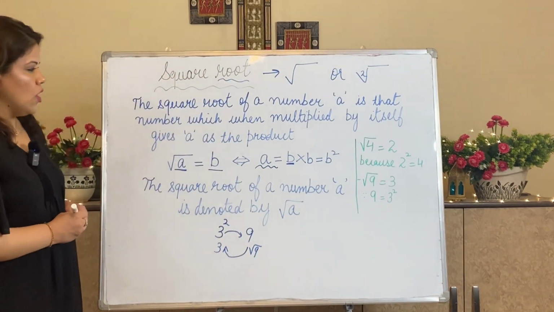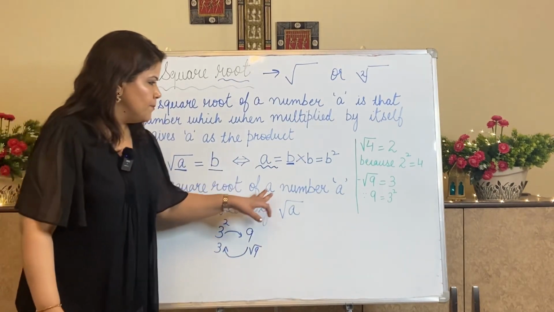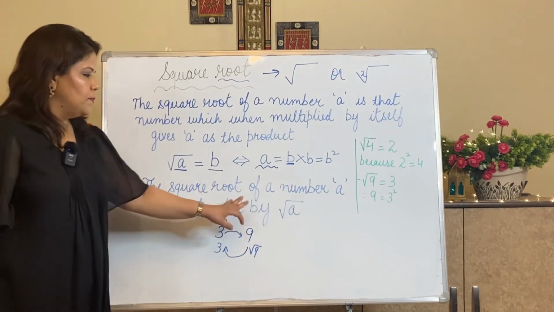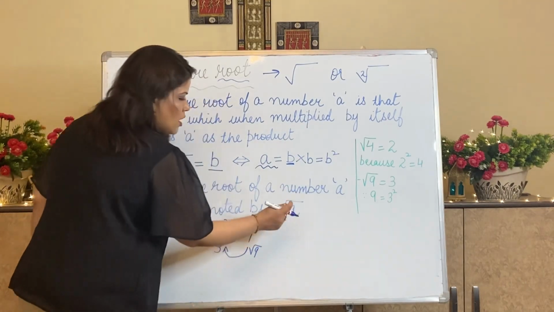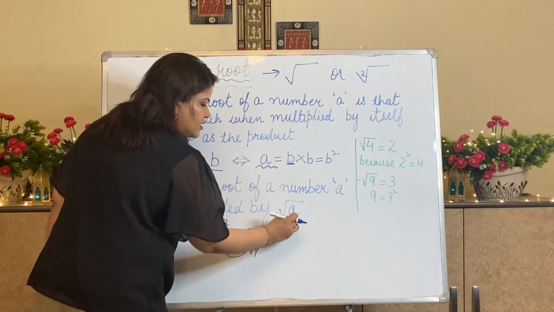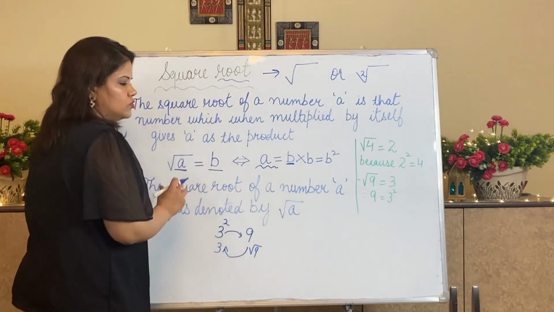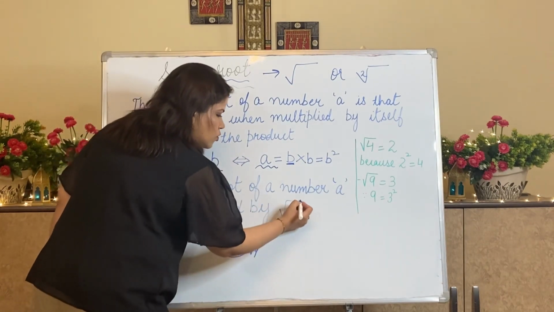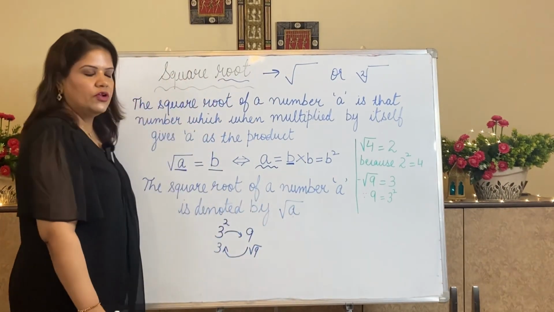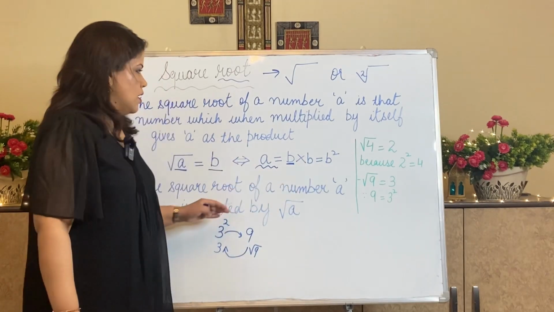Understood? Now first I will tell you the square root of a number a is denoted by this radical sign. For whatever number we are finding the square root, we will write it under the square root sign. Now we are finding the square root of a. So square root of a. We will read it as square root of a or under root of a.